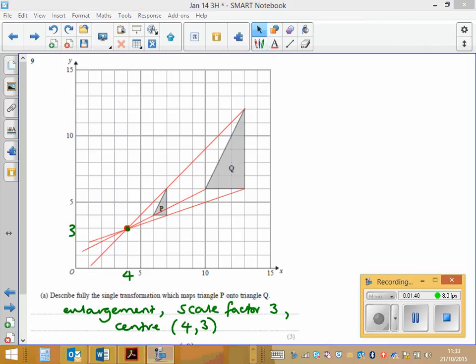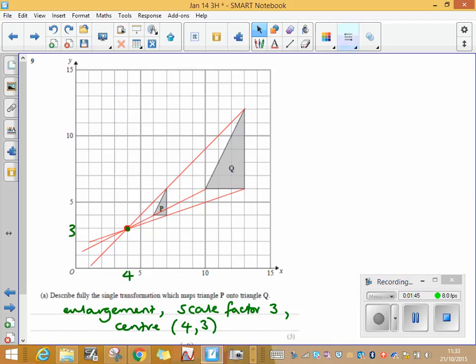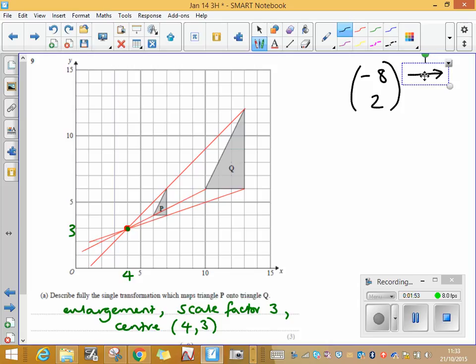Part B says that I'm going to translate triangle Q by the vector -8, 2. Okay, now you need to know what a translation vector means. The top number tells you how far you're going to go left or right. Right is positive, left is negative. The bottom number tells you how far you're going to move your shape up or down, where up is positive and down is negative. So in this case, we're going to go with our shape 8 units to the left and then 2 units up.